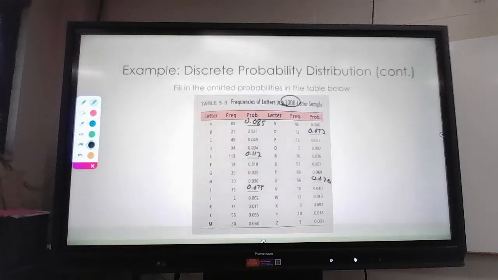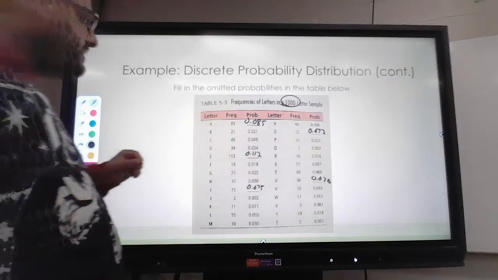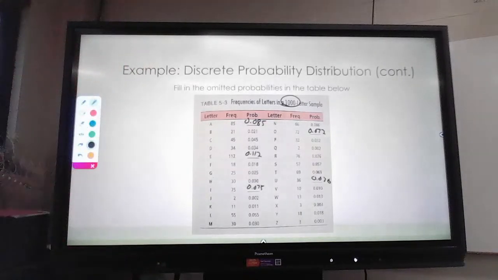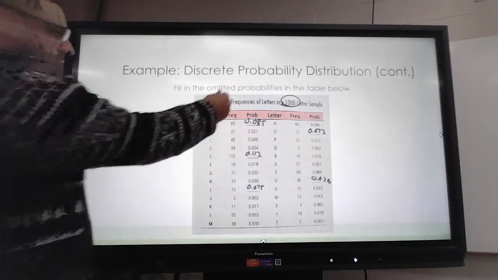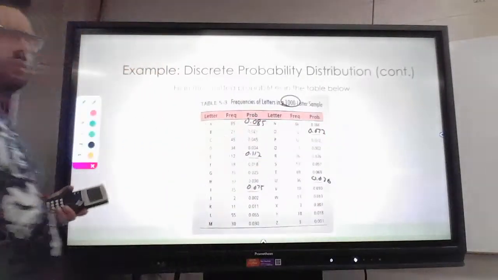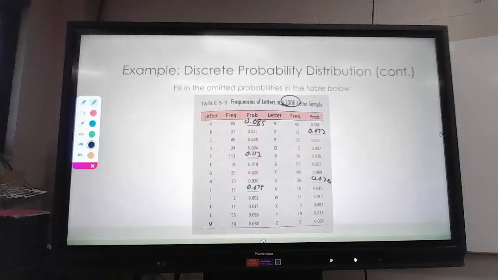But regardless, let's move on. Each letter has a probability attached to it. Each probability is between 0 and 1. But now we have to see if we add these up that we get a value of 1. So what I'm going to do is add up this column, add up this column, and if the sum of both of those columns is 1, then we're good.